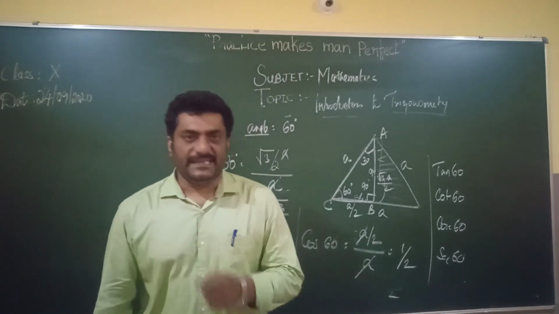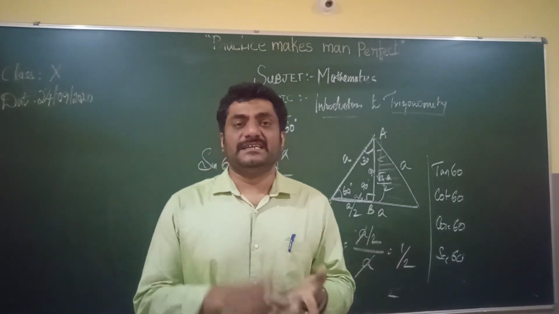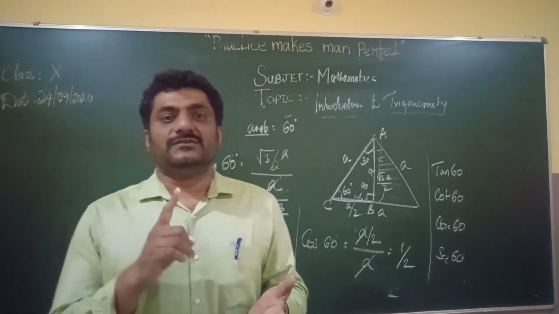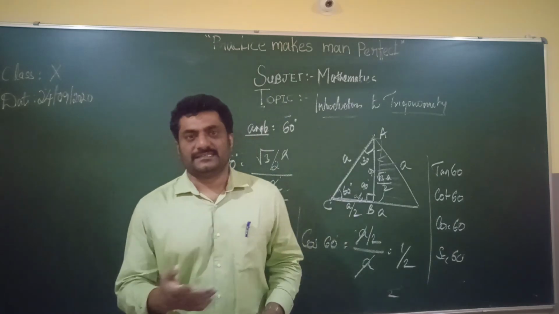If you have any confusion, see, we did 45, we did 60. We still have to do 30, we have to do 0, and 90. We will continue this in the next class.